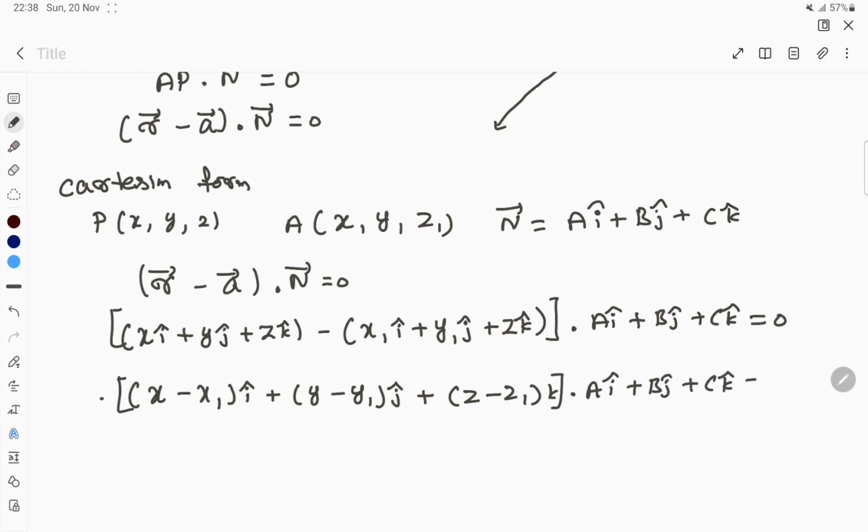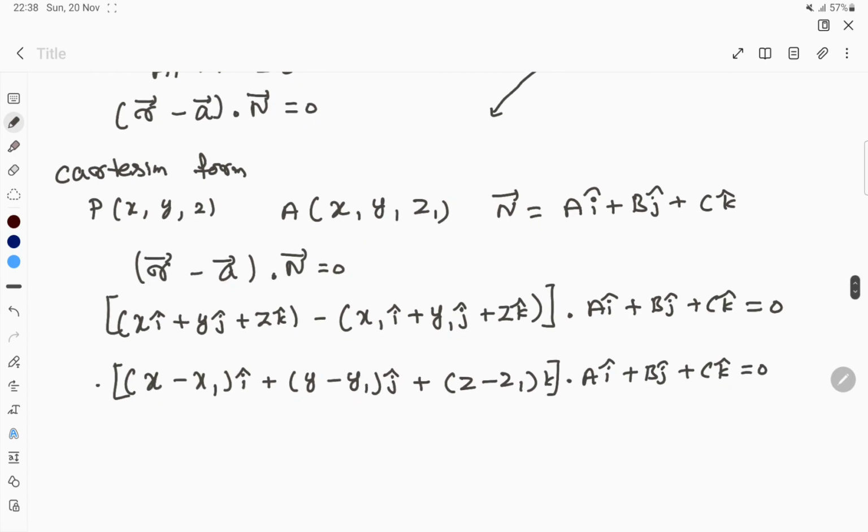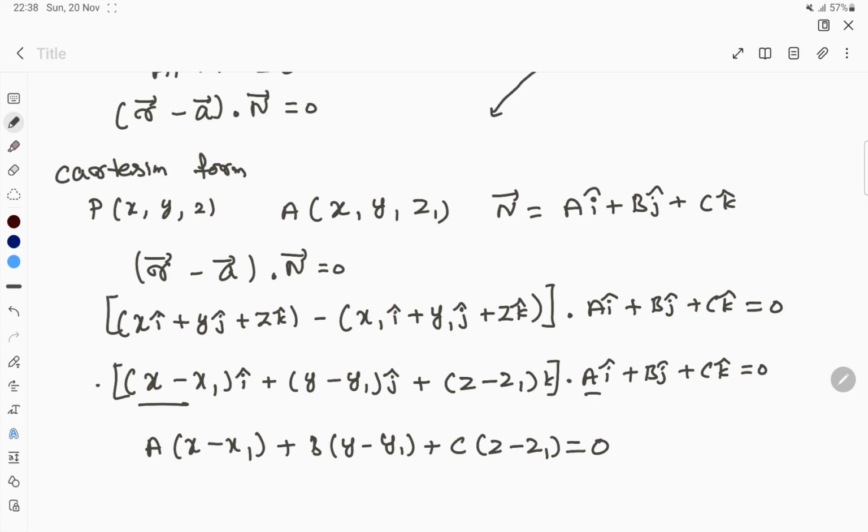Now apply the dot product of these two vectors. Here we have the i component and here we have the i component, so that is a times (x minus x1) plus b times (y minus y1) plus c times (z minus z1), which equals 0. This gives the Cartesian equation. Thank you.